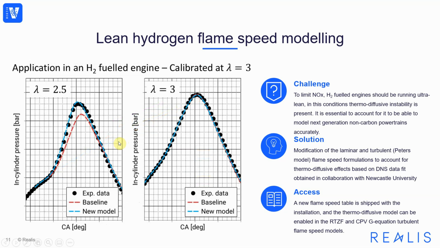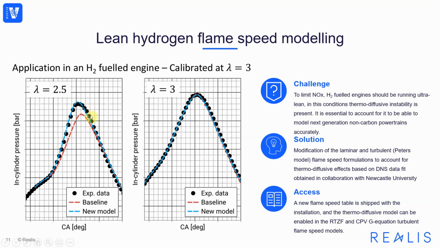Finally, the pressure traces obtained on a hydrogen-fueled single-cylinder research engine at Ricardo and computed with VECTIS are shown at two operating points with different charge lambdas. Both the legacy and the new modeling approaches are calibrated on the case with lambda equal 3, and when computing cases at varying lambda, in this case 2.5, the new approach is found to be much more predictive and accurate than the legacy approach.